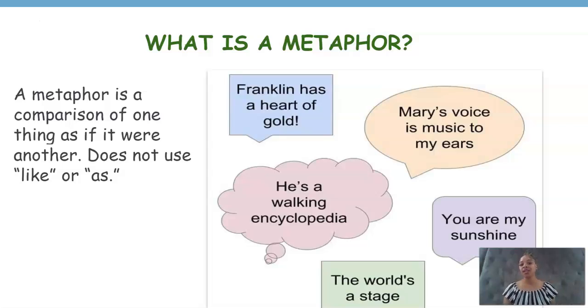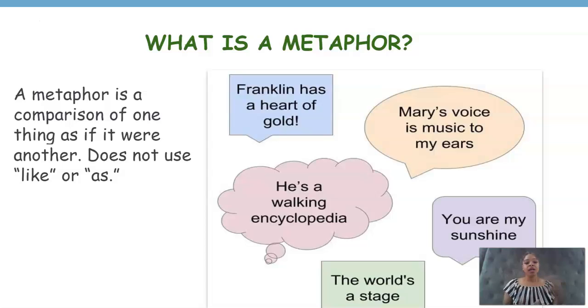So what exactly is a metaphor? A metaphor is also a figure of speech. It's another form of language that we use in which we do not speak literally. But it is also a comparison of one thing as if it is or were another.